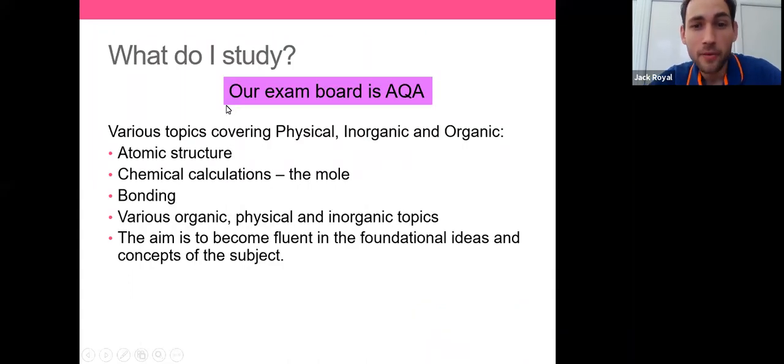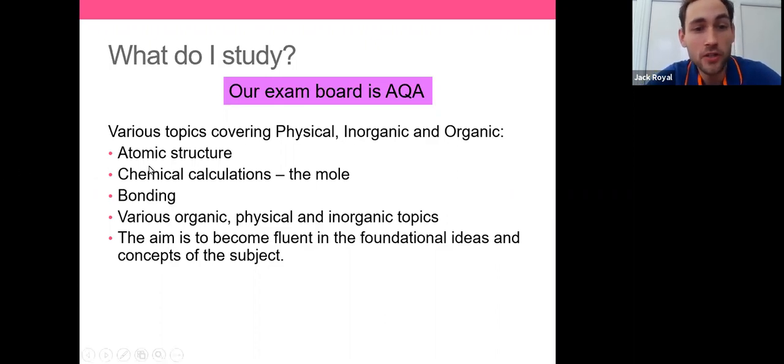So, like biology, our exam board is AQA. Unlike biology, there's quite a few more topics, but it does cover physical chemistry, inorganic chemistry, and organic chemistry, which hopefully you're used to from GCSE.